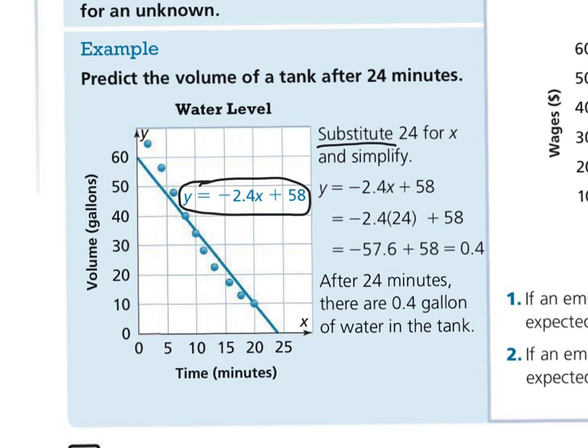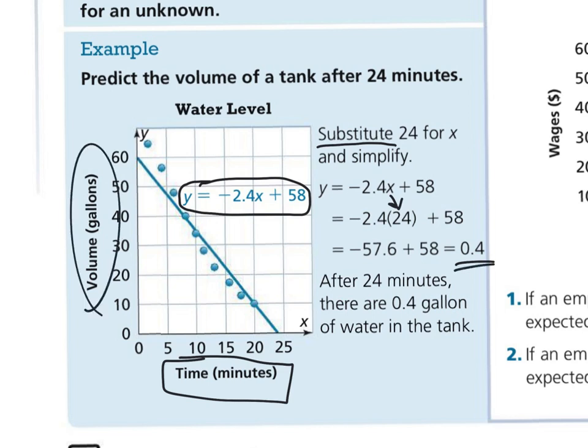So if you look at their example, they want us to predict the volume of a water tank after 24 minutes. So 24 minutes, that would be the x value. So they are substituting a 24 in place of the x in the equation, and then they're working that out, and they ended up getting 4/10. So the y is the volume in gallons, so that means we have 4/10 of a gallon of water in the tank after 24 minutes.